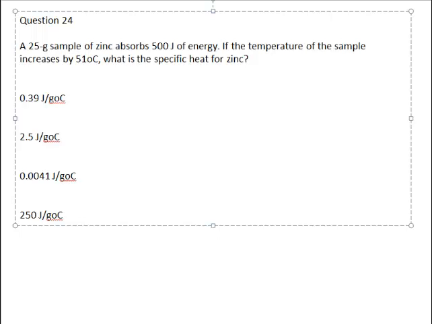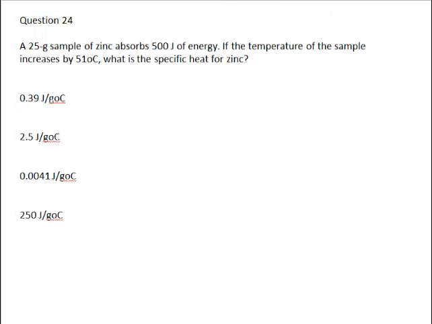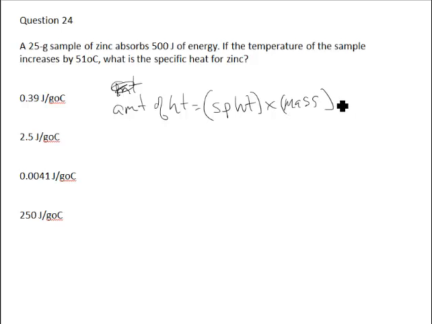Okay, question 24 is our first question we have about heat flow. So this is going to make use of what will be on the front of every exam, a formula that describes our heat flow. So the amount of heat equals a quantity, the specific heat, multiplied by another quantity, the mass, multiplied by the third quantity, delta T, the change in the temperature that occurs, okay?